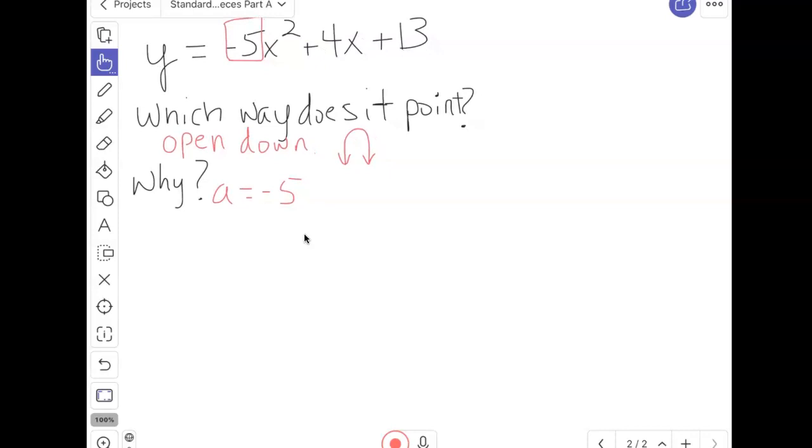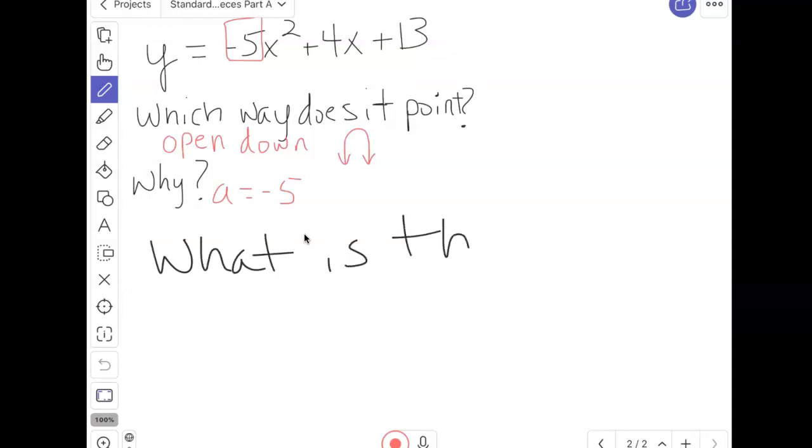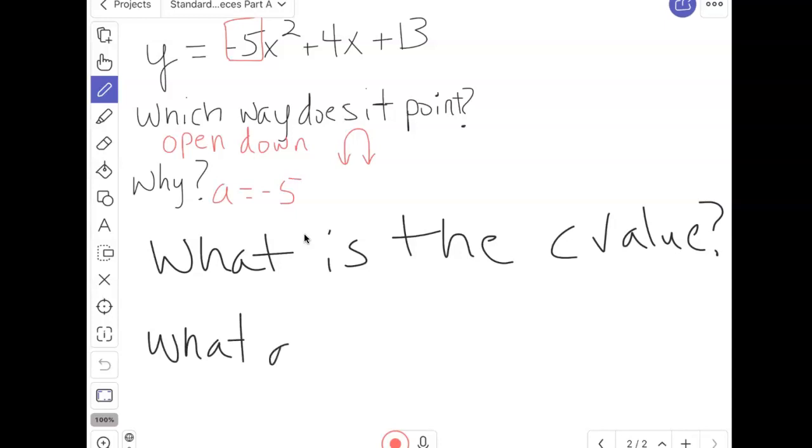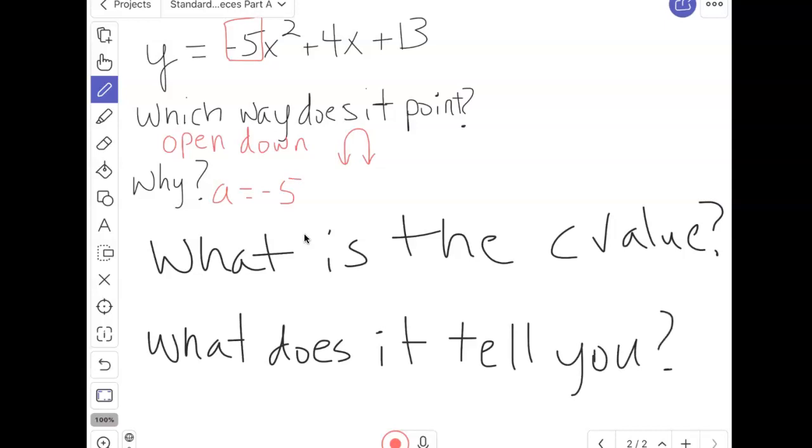Then the second question I'm going to ask is, what is the c value? And after that, what does it tell you? In your mind right now, or if you want to write it down, I want you to try to answer this question. You can hit pause if you need a little extra time. I'll do it. The c value here is 13. So c equals 13.